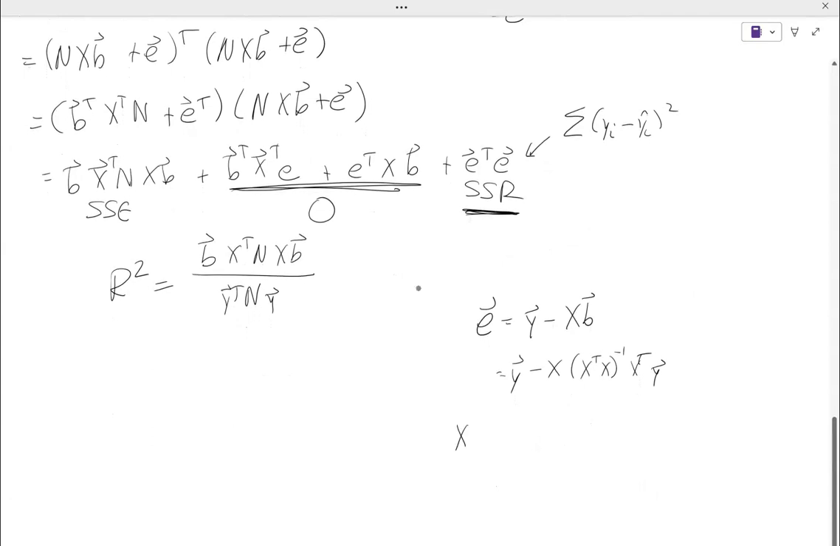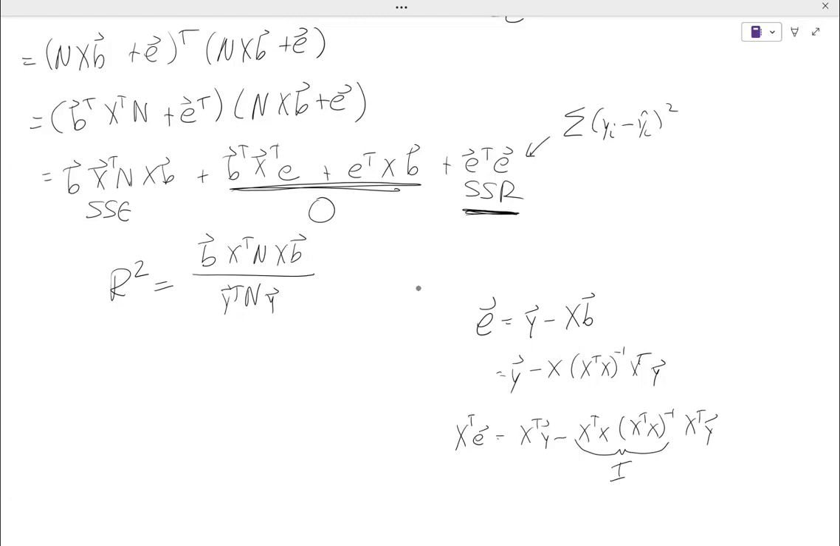I would have x transpose times the error vector, that residual vector, is going to be x transpose y minus x transpose x times x transpose x inverse x transpose y. I know, lots of letters. But again, this part right here is going to be equal what? Yeah, that'll be the identity matrix, right?